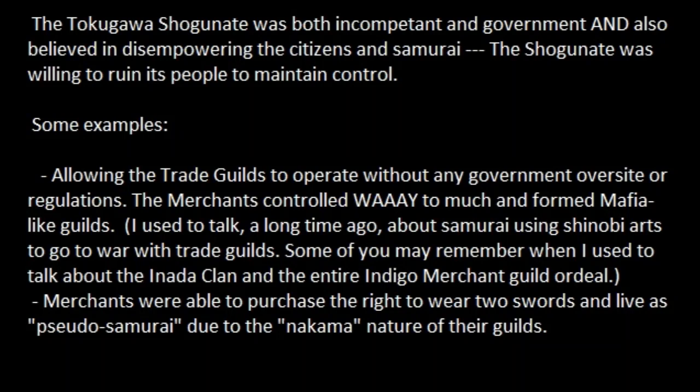And even from there, from a previous video I discussed, merchants were able to purchase the right to wear two swords and live as pseudo samurai due to that nakama nature of their guilds. Any ideas you have of peasants being not powerful, dumb, and poor, you can throw all that out the window. The merchant trade guilds were not samurai, but they were equally as powerful and deadly and a problem for the local samurai governments as if they were a rival samurai group.